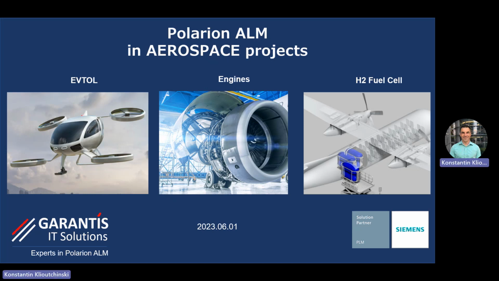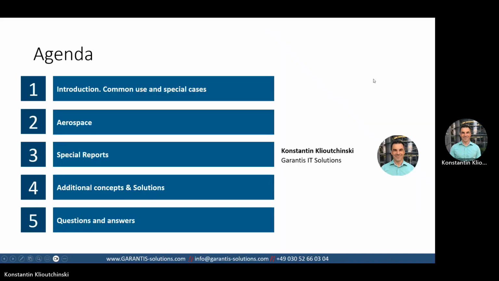What is Polarion? How it is used in majority of projects, and what is special about Aerospace. The agenda for today's introduction, common use and special cases. So common use of Polarion and special cases for Aerospace. Special reports, what do we want to see inside Polarion for Aerospace projects? And small preview, it is review reports, very special way of reviews and checklists, many of them. Number 4, additional concepts and solutions, what else we can use in Aerospace projects in Polarion, and then we will have questions and answers section.